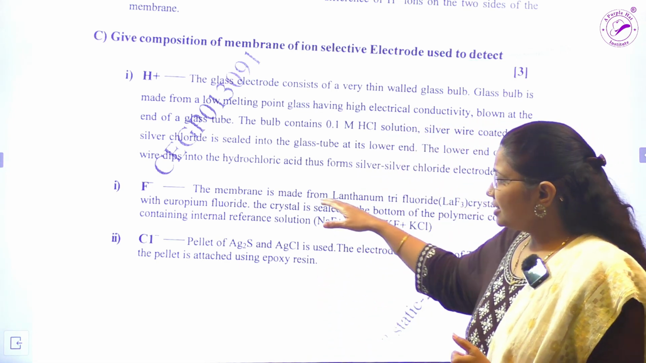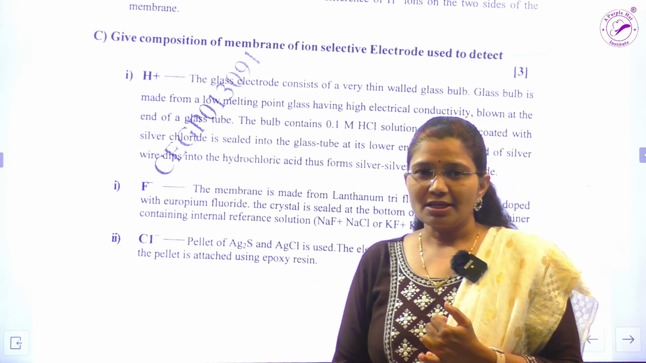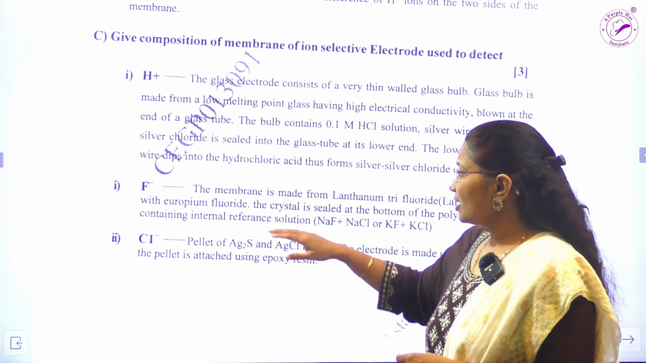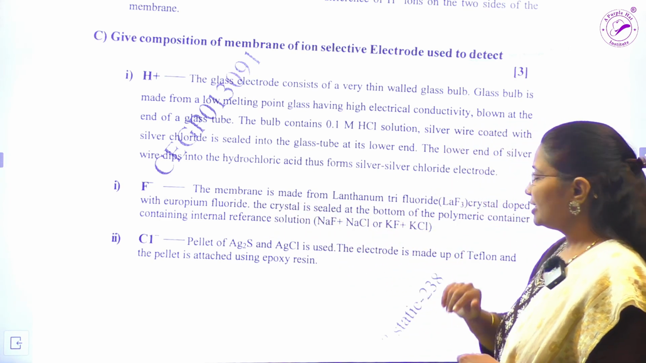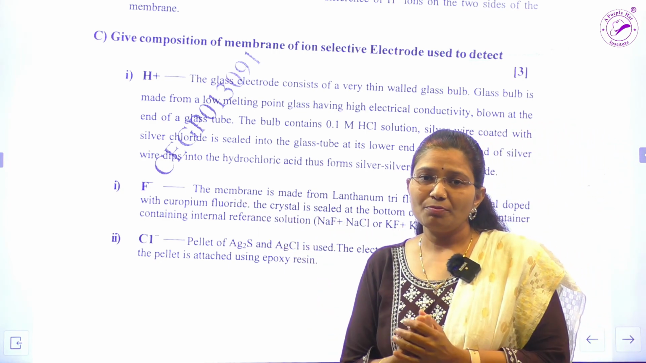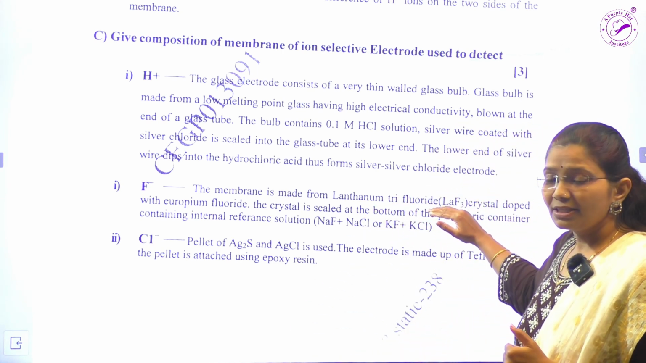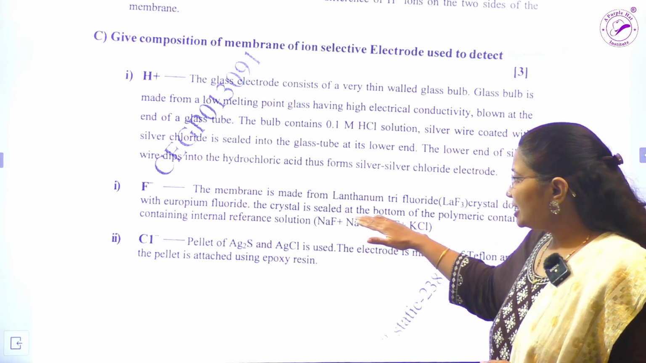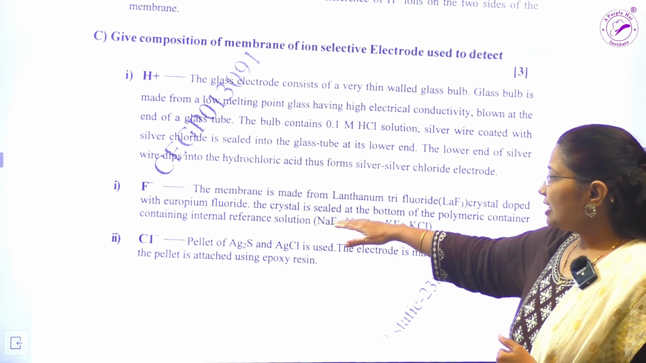Okay, then the next is F minus ions. To detect the F minus ions, the electrode's membrane is made up of lanthanum trifluoride crystal, which is doped with europium fluoride. Doping means it is mixed with europium fluoride. The crystal is sealed at the bottom of the polymeric container, which contains the internal reference solution.